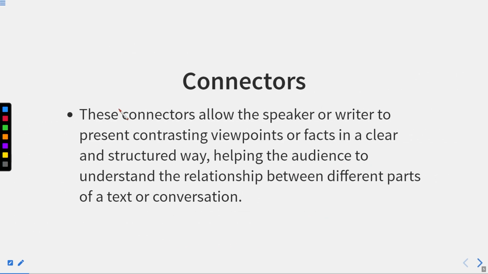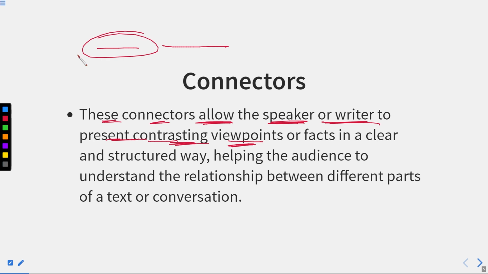Okay. Now, these connectors allow the speaker or writer to present contrasting viewpoints. Now, what is the aim of the speaker over here? It means the speaker is enabled to write or present contrasting viewpoints. It means if someone is saying something, he can on the other hand say something else, or which is contrary to what has been mentioned over here. Okay, so a person is allowed to contradict himself.